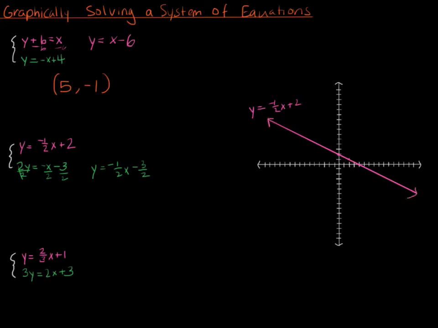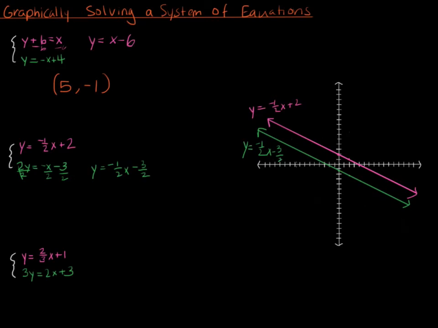Okay, so now we have y equals negative 1/2 x minus 3/2. So minus 3/2 is like right here, and then we go down 1 and over 2. So that's going to be like right there, and then down 1 and over 2, it's going to be right there. So when we graph it, it is going to look like this. All right, so where do these lines intersect? This is y equals negative 1/2 x minus 3/2.